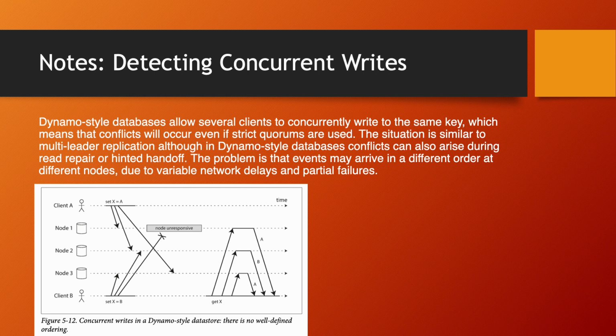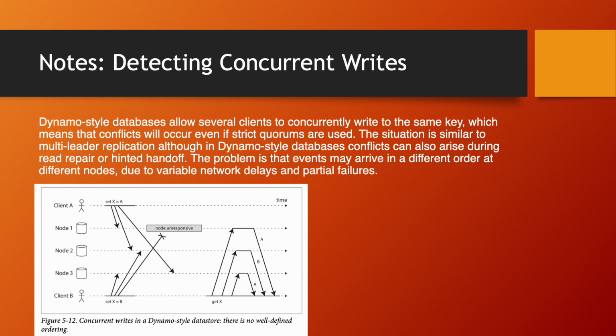which means that conflicts will occur even if strict quorums are used. The situation is similar to multi-leader replication, although in Dynamo-style databases, conflicts can also arise during read repair or hinted handoff. The problem is that events may arrive in a different order at different nodes due to variable network delays and partial failures.